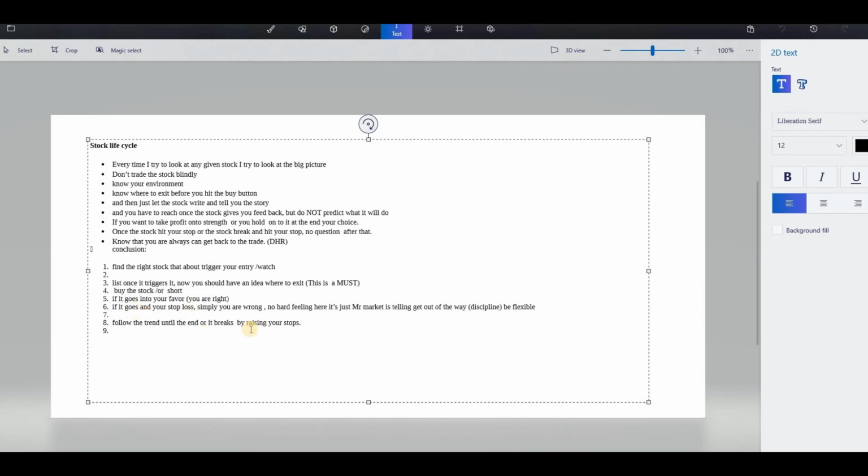Get out. If you watch it again, you don't have to leave it. It could be one of the biggest winners. If it comes back and again it breaks whatever it does, get in again, and then that's it. Ride it. You know, don't take nothing personally. And then that's it. Follow the trend. Whatever your strategy is, follow the trend until the end, until it breaks, and keep raising those stops.